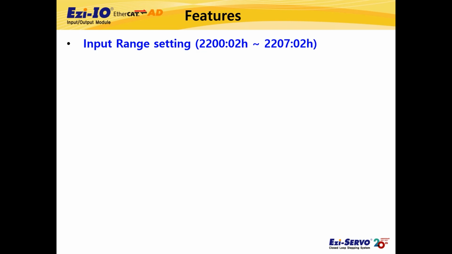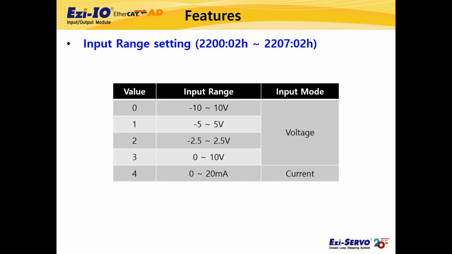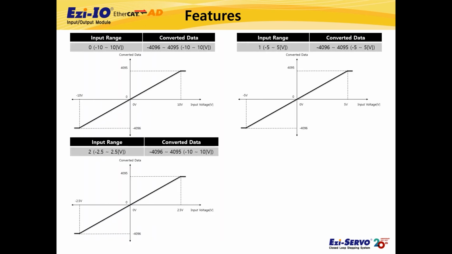When setting the input range through SDO communication mentioned earlier, set through the subindex 2 input range of objects 2200 to 2207 corresponding to inputs 1 to 8 among EtherCAT objects. And the input range values according to the input values are as shown in the table. Next, we will explain what kind of digital value the input analog data is converted into.